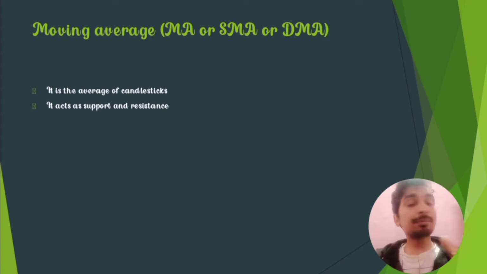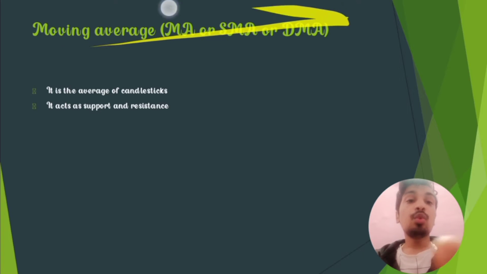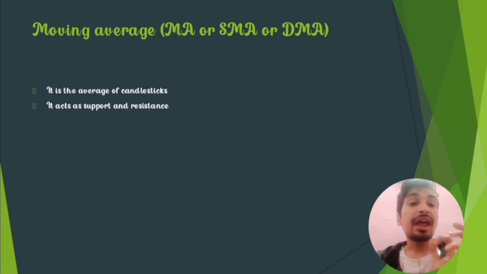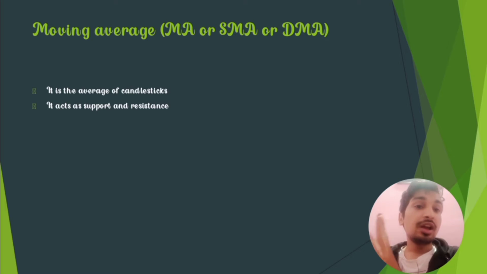First thing in indicators is the moving average indicator. There are different types of indicators which I'm going to be teaching you. Among those, moving average is the most popular one and most important too. So average, all of you might be knowing what an average is. Average means addition of different things, divided by how many things are being added.